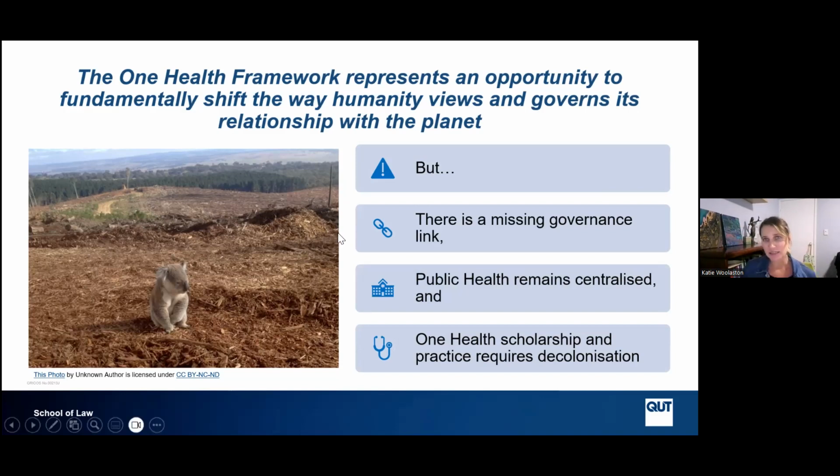There is a missing governance link in One Health, which means that we have a really good theoretical framework that's been developed by all these international experts at a high level. And we also have a bunch of people doing really fantastic One Health work on the ground. But what we don't have is really good laws and policies that help us embed One Health into decision-making every day. And One Health scholarship also, as with most scholarship, requires decolonisation.